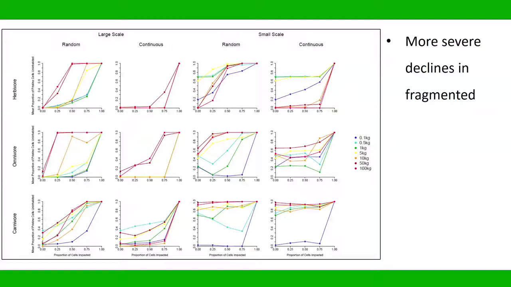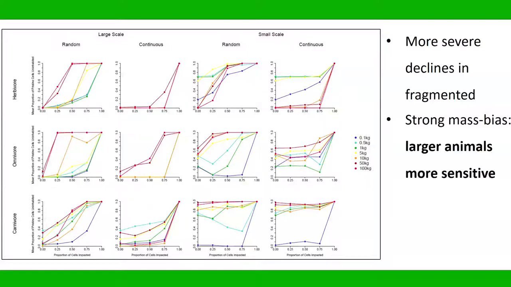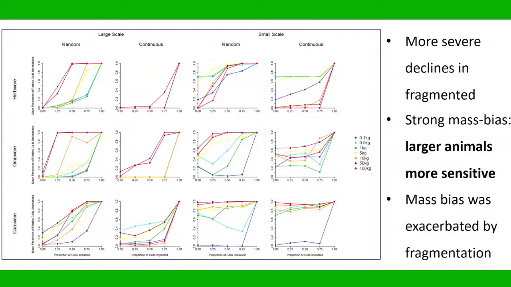And broadly what we can see is that there's more severe declines when the perturbation, when the harvesting is fragmented, shown by the change in concavity between the fragmented and the contiguous impacts, and that there was a very strong mass bias. The increasing warmth of the colours in these graphs represents larger animals, and these bigger animals were much more sensitive to these changes in the ecosystem, and that crucially, this mass bias was exacerbated by fragmentation. Larger animals were not only more sensitive in our simulated ecosystems to us removing plant biomass, but that sensitivity was exacerbated when that impact was done in a fragmented manner.